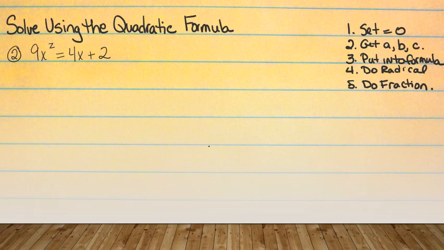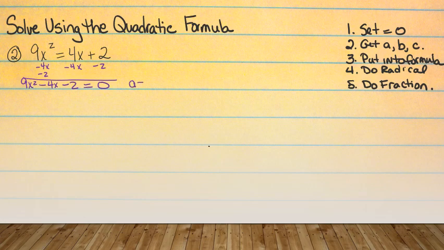Okay, I got another one here. The steps are still the same. Set equal to 0, get a, b, and c, put into the formula, do the radical all the way, do the fraction. So first thing I need to make it say equals 0, so I'm going to subtract 4x on both sides, and I'm going to subtract 2 on both sides. And that's going to give me 9x squared minus 4x minus 2 equals 0.